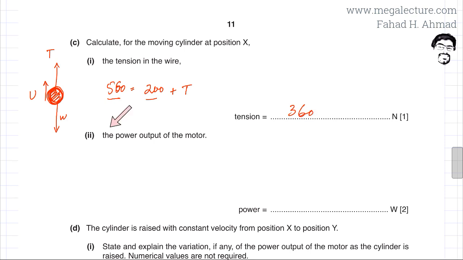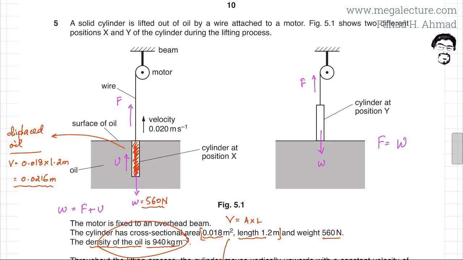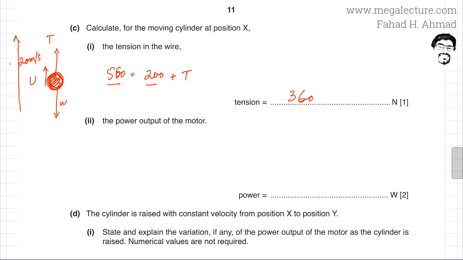In the last part, part 2, the power output of the motor is to be calculated. We know that the object is moving upwards at 20 meters per second. So we know the velocity with which the motor is pulling the object upwards. Let's go back to the diagram and recheck. Yes, if you look at the diagram, the motor is pulling the object at 0.020 meters per second. The force, or the tension in the wire, we already calculated, came out to be 360 newtons. So we know the force and we know the velocity as well. So let me first correct this. It's 0.02 meters per second.